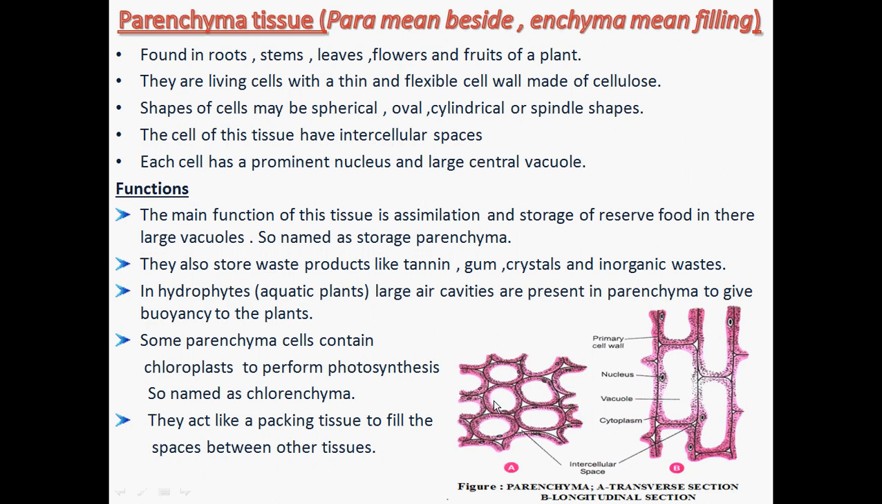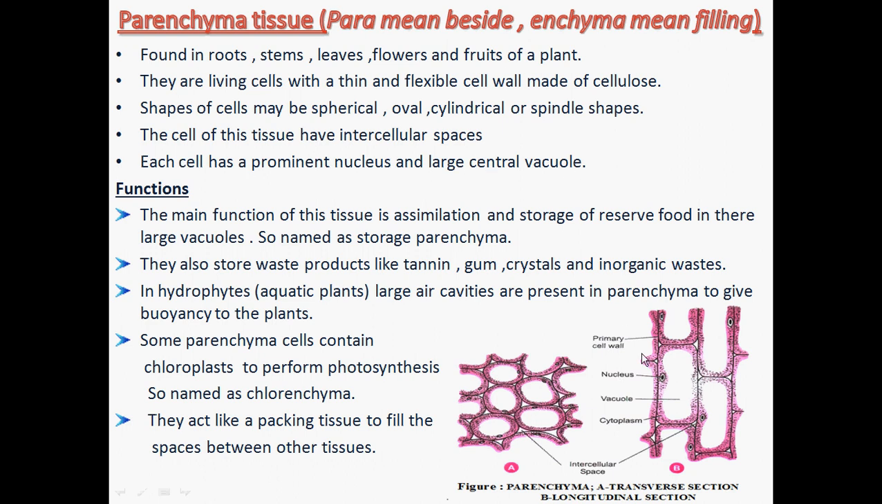So you can see that between the cells of the parenchyma tissue there are some intercellular spaces, because of which it provides some kind of flexibility to the plant and even some kind of support to the plant, and also helps to give the buoyancy to the plants because it contains some air spaces or the intercellular spaces. And each cell has a prominent nucleus and a large central vacuole.